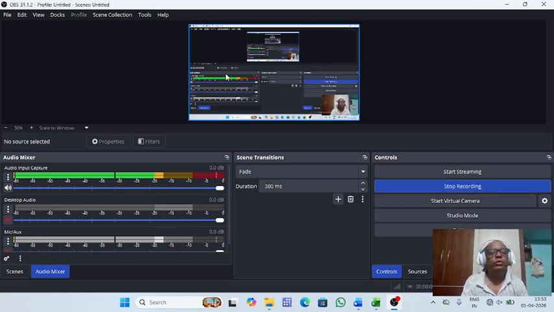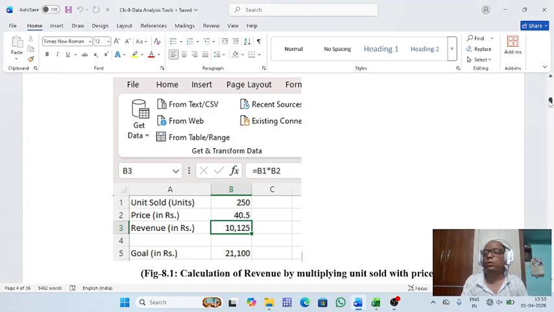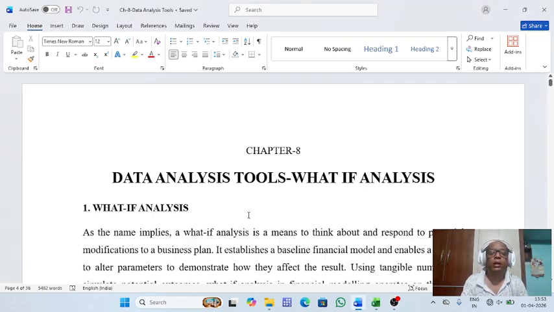Namaskar, I am Dr. Suresh and today we are going to discuss the data analysis tool, What-If Analysis, which is in chapter 8 of Business Data Analytics, NEP 2020, semester 5 of the Commerce syllabus.